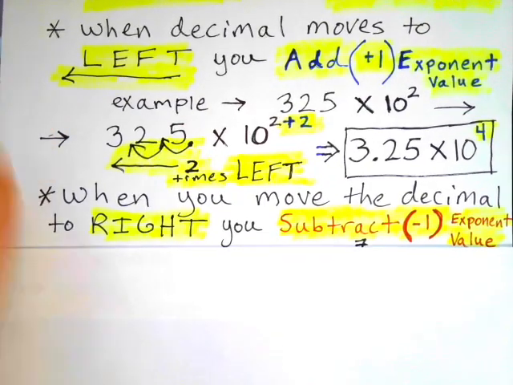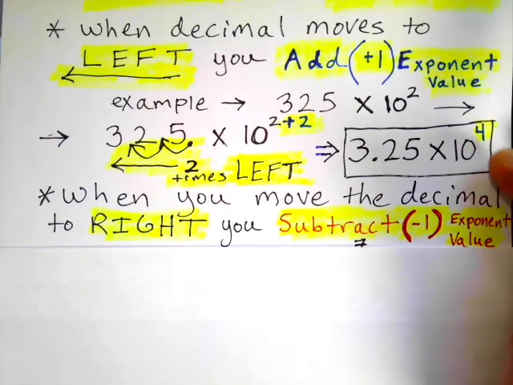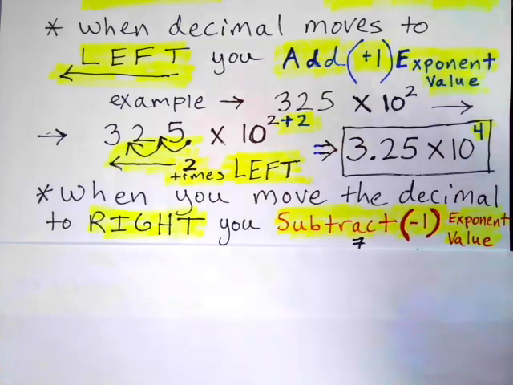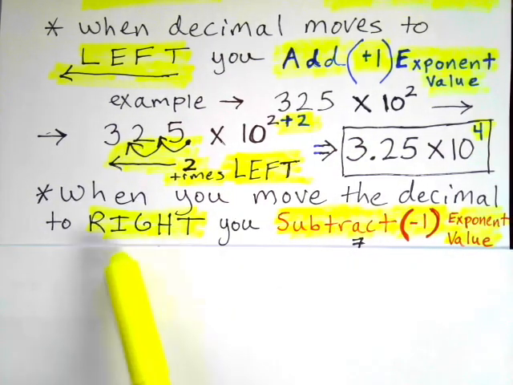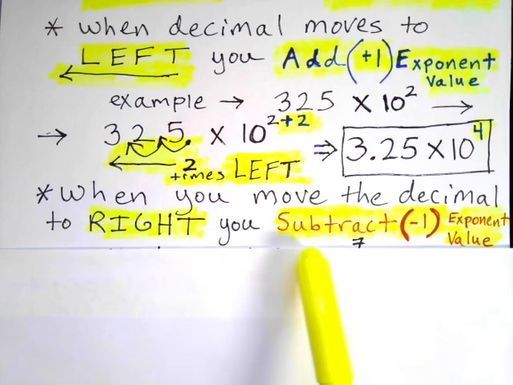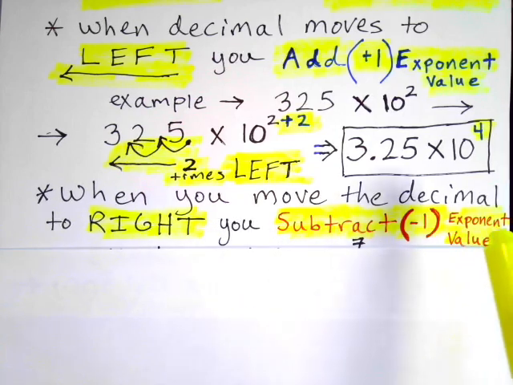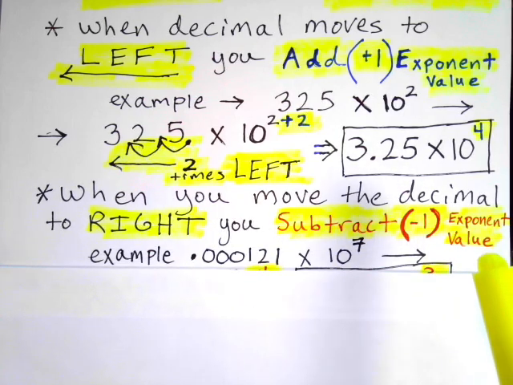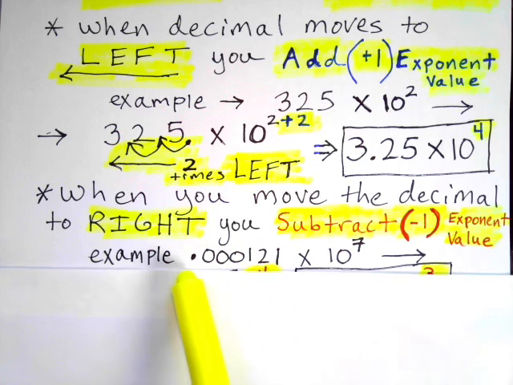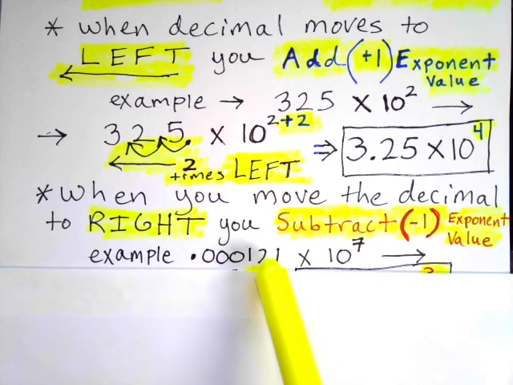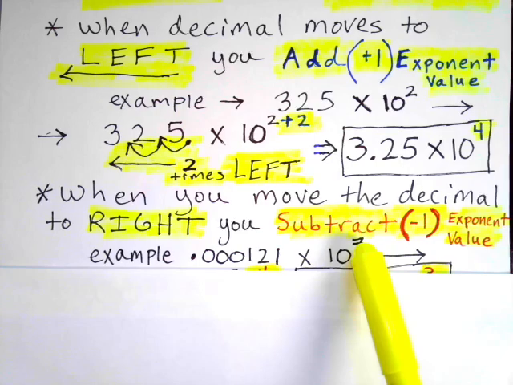When you move your decimal to the right, it's kind of the inverse or the opposite of what we just went over, right? So when you move the decimal to the right, you subtract one exponential value for each time you move it. So here's an example, right? I got 0.000121 times 10 to the 7th.